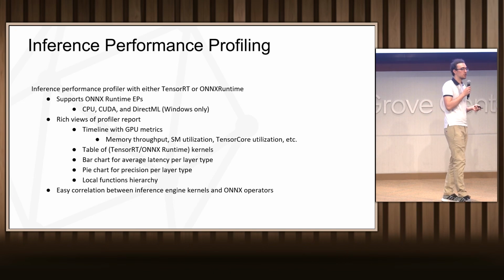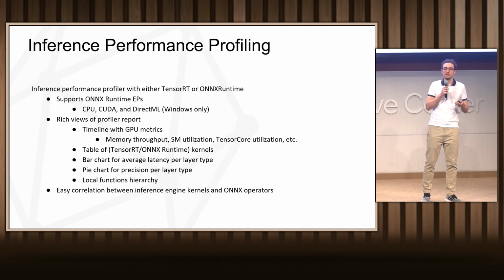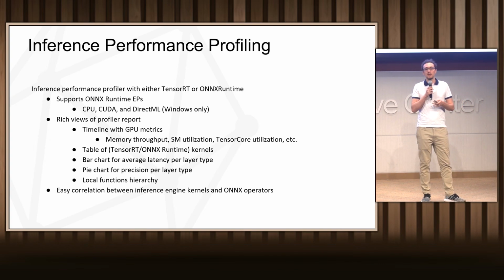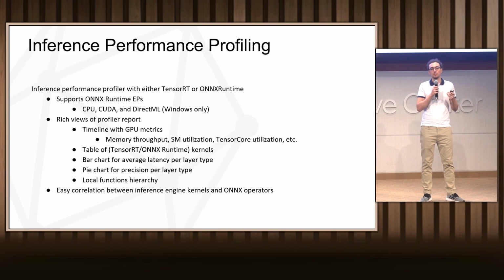This correlation extends to local functions when you're profiling with TensorRT. This means that if a kernel comes from an ONNX node that was part of a local function, we're going to put that information in the profiler report. We're also going to group together all the kernels that come from the same local function instance. So you can also have some hierarchy information directly in the profiler report if the source model was using local functions.